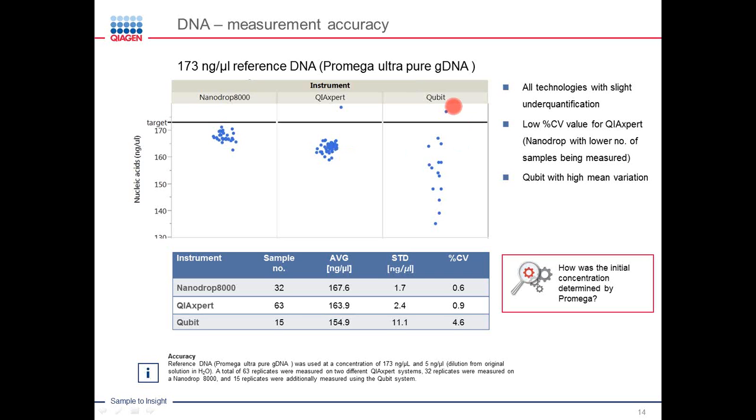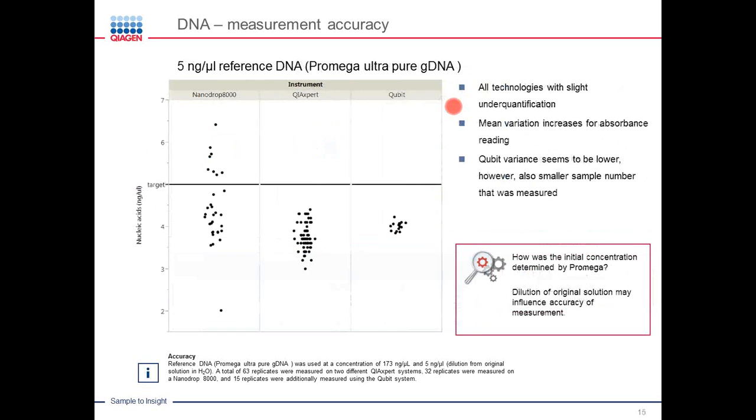The other thing to keep in mind is that we also diluted this ultra-pure gDNA down to 5 nanograms per microliter. And when we measured again on all those 3 different systems, what you can see is that the variation on the NanoDrop specifically, but also a little on the QIAxpert, gets higher. But on the Qubit system, all data points are lying very nicely together here. So this is just something to be aware of and keep in the back of the head, I would say.